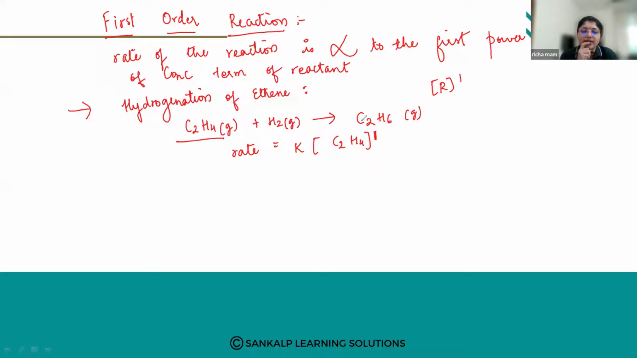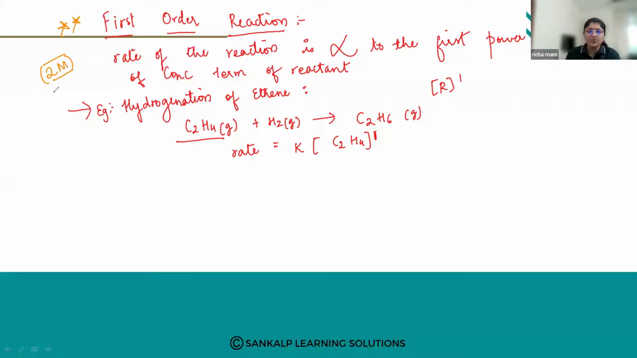In case of zero order reaction, which example have we seen? We have seen the decomposition of ammonia. In case of first order reaction, what is the example? The example is hydrogenation of ethene. Is it clear? The definitions are also important. It can be asked for 2 marks: what is first order reaction, give an example; what is zero order reaction, give an example. Like this, the questions can be asked.